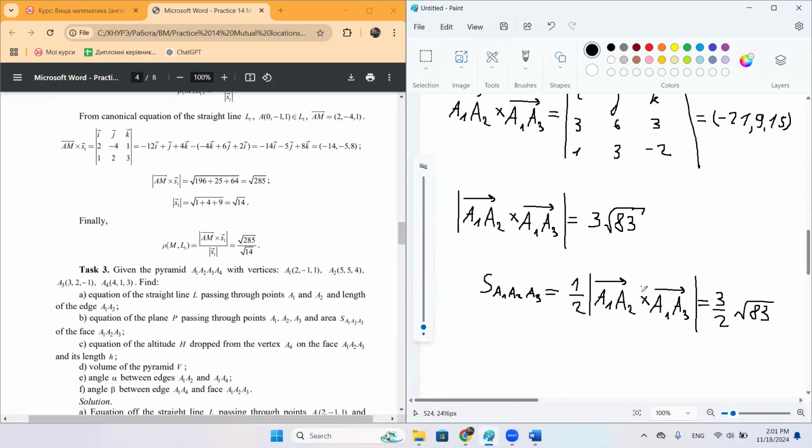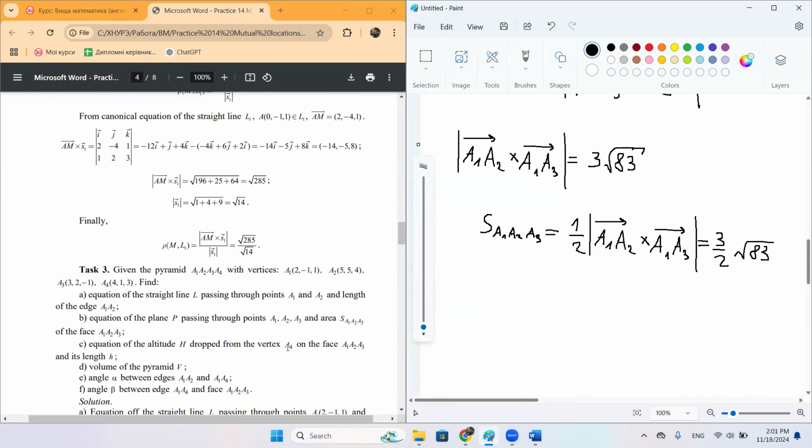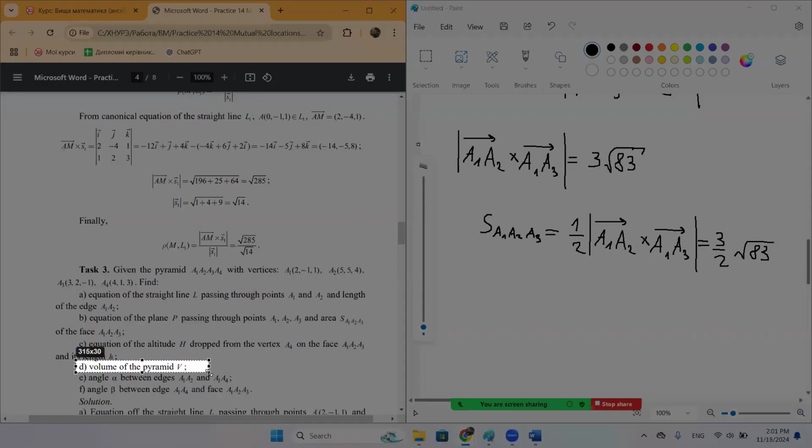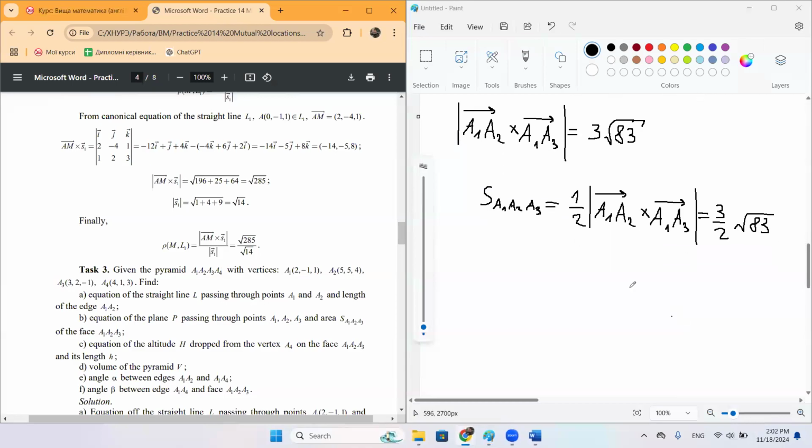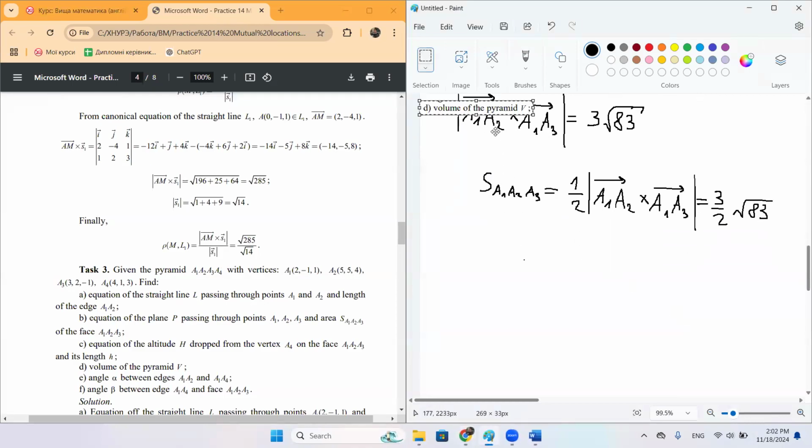Okay. The next point is to find the volume of the pyramid. So, the volume of the pyramid. How to find it? What do you remember about this from vector algebra? Maybe anybody else wants to participate in the discussion, to help your colleague. Okay, then you go on.